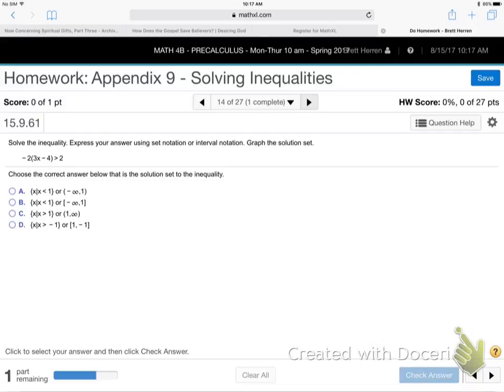Okay, so minus 2 parentheses 3x minus 4 greater than 2. Can you solve that? Try that one. So start by distributing that minus 2 probably. Be a good idea. You could divide by it, but probably distributing might be a little easier.